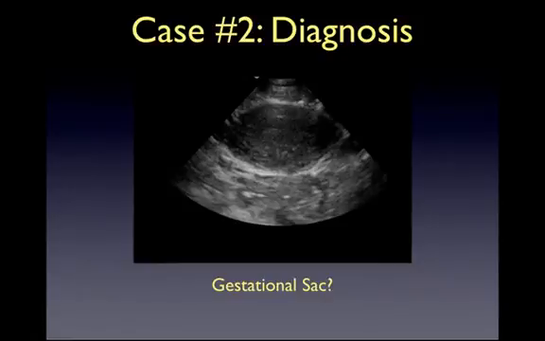Criteria for confirming an IUP relies upon identification of a gestational sac with a yolk sac, neither of which can be seen in these images. The patient's beta HCG is 5,000. Based on these findings, we can state that this patient does not have a definitive IUP.